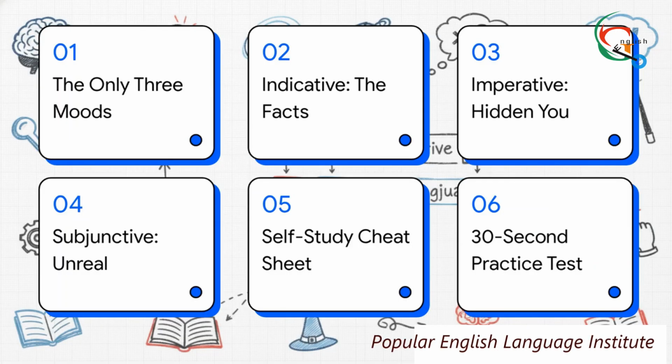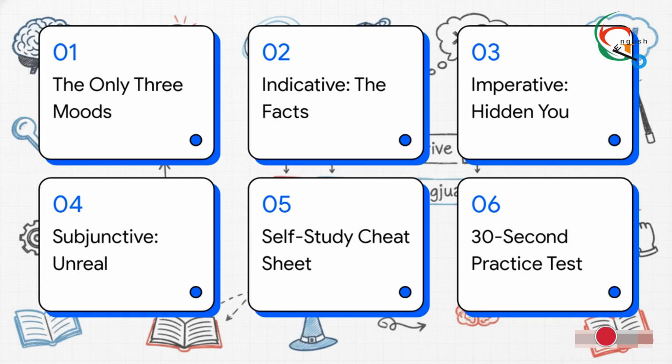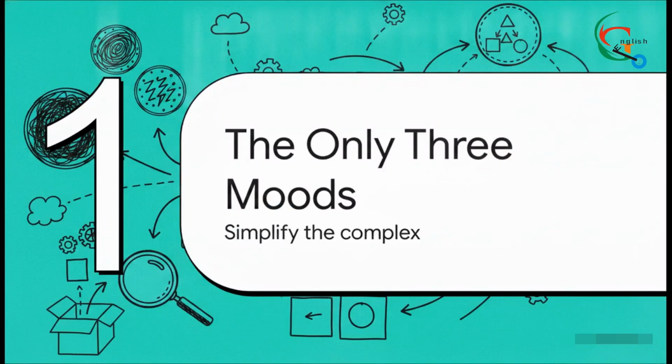Here's our roadmap for today. 1. The only 3 moods. 2. Indicative, just the facts. 3. Imperative, the hidden you. 4. Subjunctive, unreal ideas. 5. Your self-study cheat sheet. And 6. The 30-second practice test. All right, part 1, the only 3 moods.